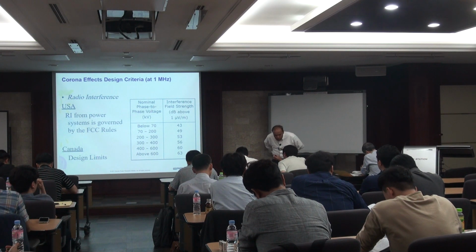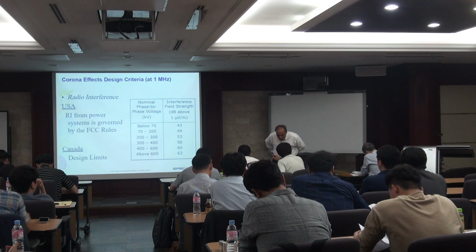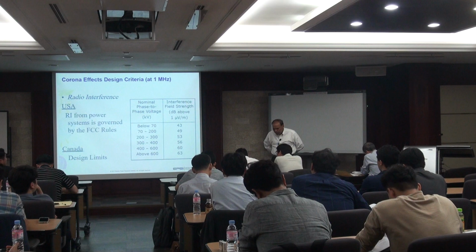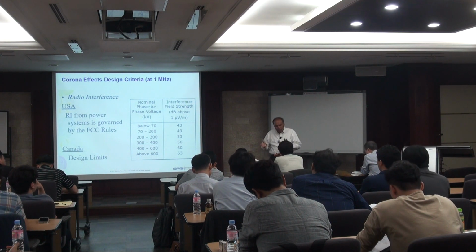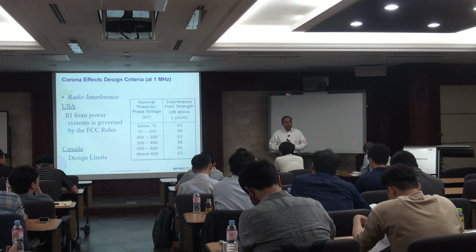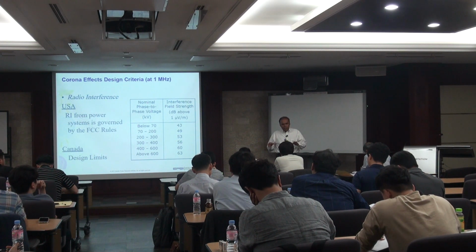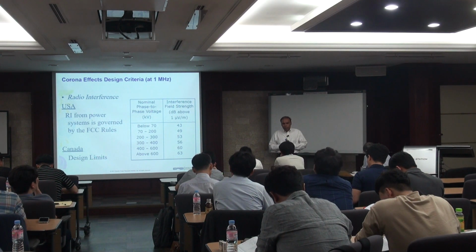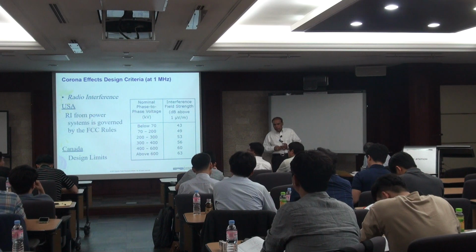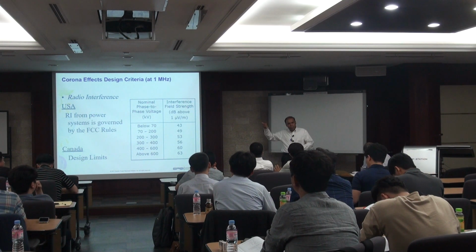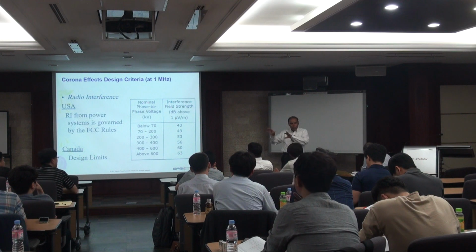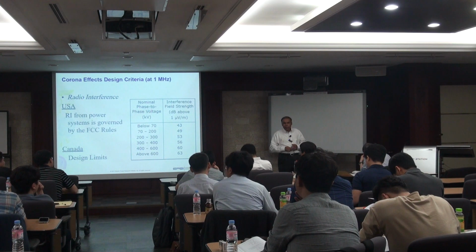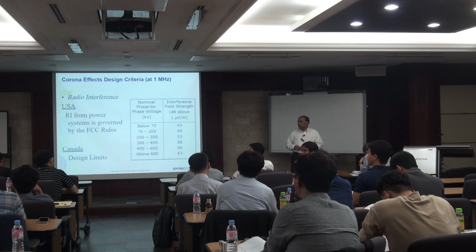Can you tell me one more time what this FCC stands for? Federal Communications Commission, FCC. Yeah, I think that's correct. It's a federal body, basically the federal government in Washington D.C. They have set some standards for radio interference from power lines, because this radio interference interferes with the radio signal. That's why they put some limits.